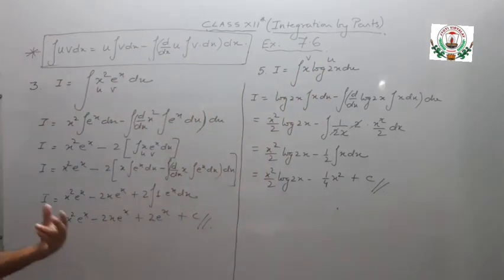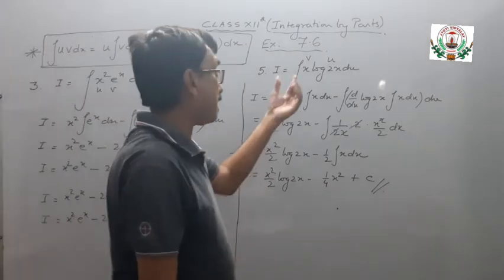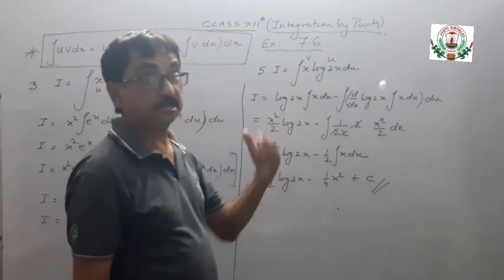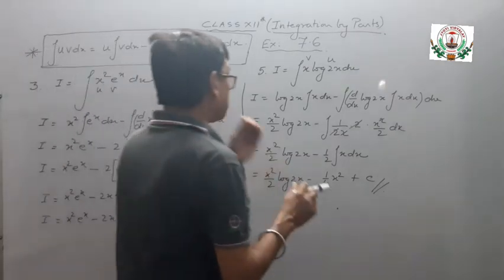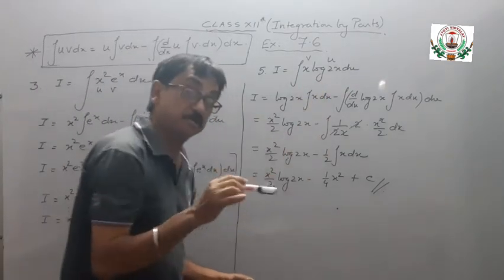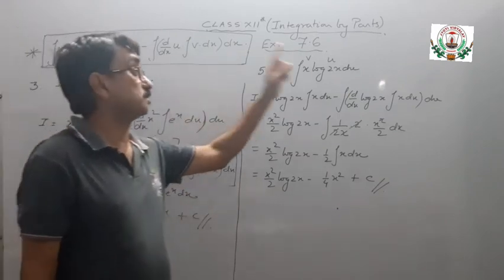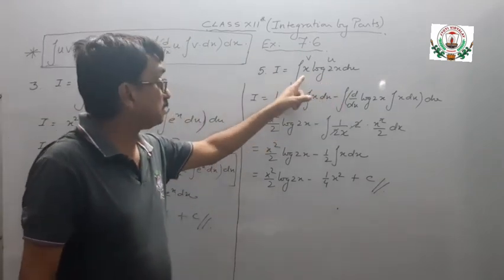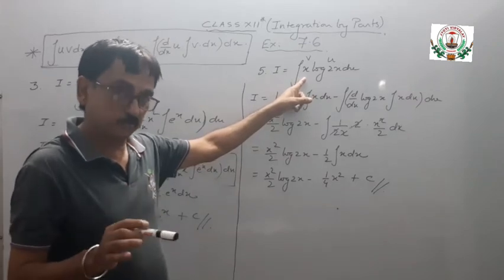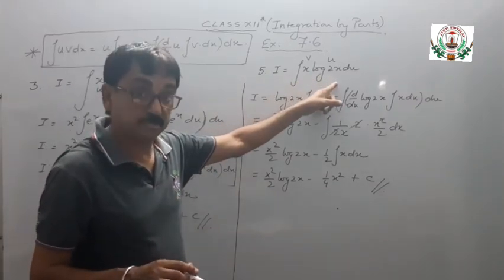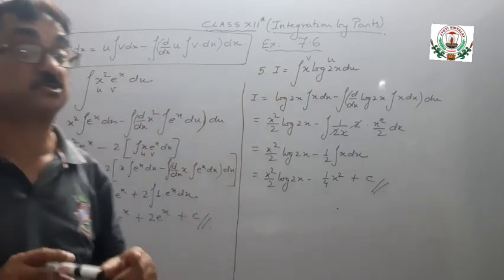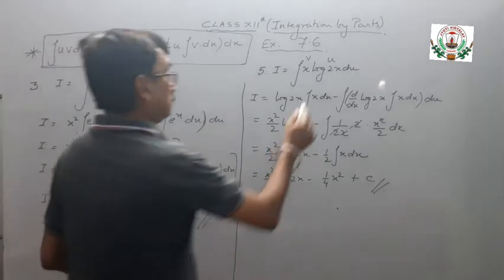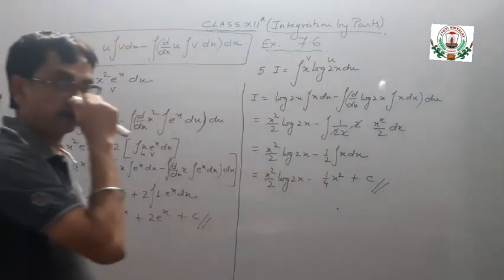So out of these two, which one will be the first function, which one will be the second function? The standard integration of x is known to us, but the standard integration of log 2x is not known. So the function whose standard integration is not known to us will be taken as the first function, as the successive differentiation of x vanishes out, but the second function which is given to it is log 2x, and its standard integration is not known to us. That's why out of these two functions, log 2x will be taken as the first function.